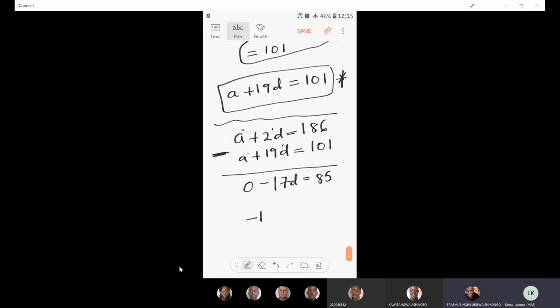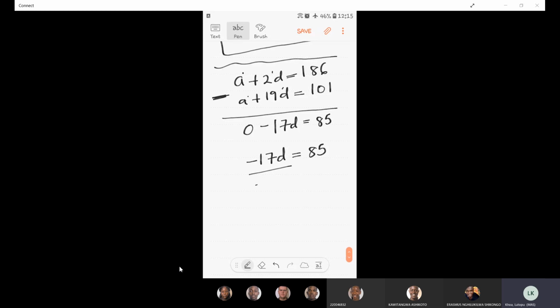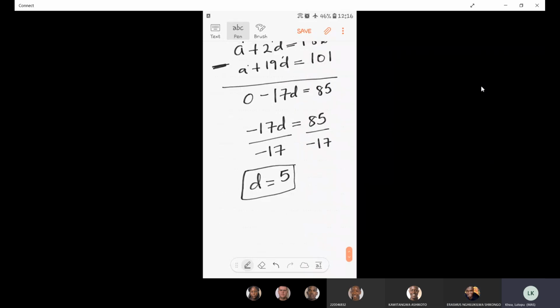So I have negative 17D, this is equal to 85. So to get D, I just divide by negative 17, divide by negative 17. So this means that D is equal to negative 5. Okay, so the common difference is equal to negative 5. And now that I know what the common difference is, I will substitute it into the other equation and then solve for A.